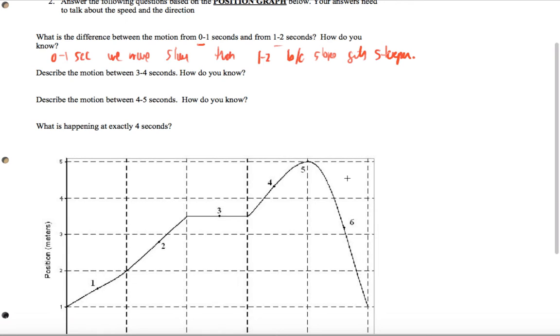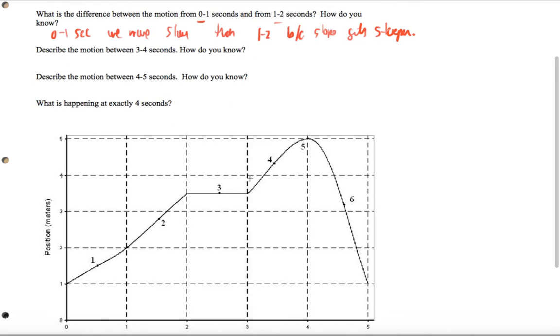Describe the motion between 3 and 4 seconds. That's from here to here. So we're moving forwards and then we slow down because we see the slope level off. So move forward and slow down as slope decreases to flat.